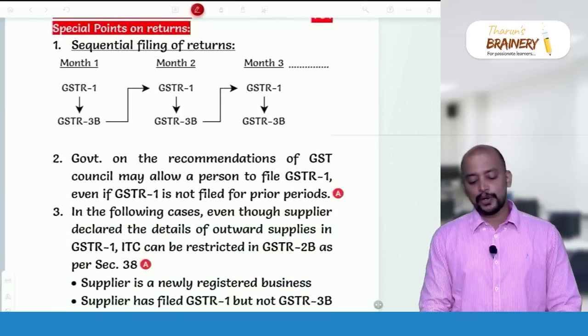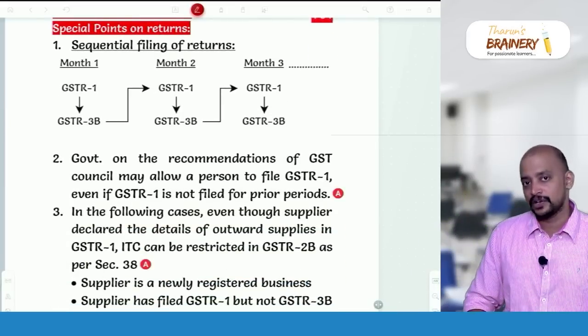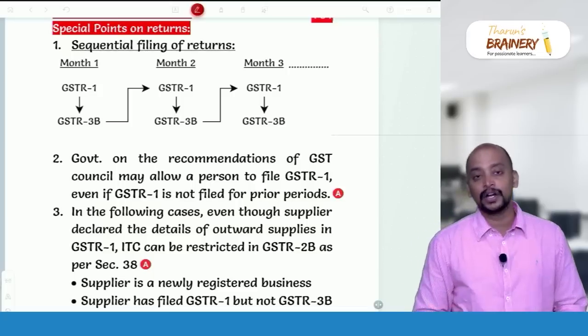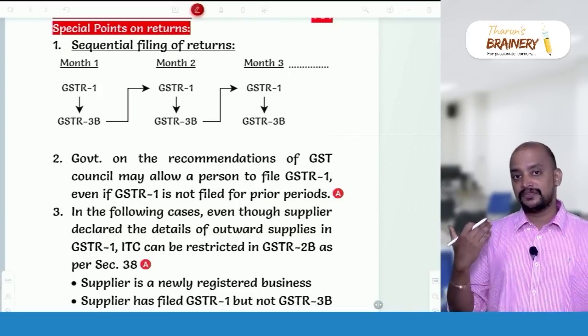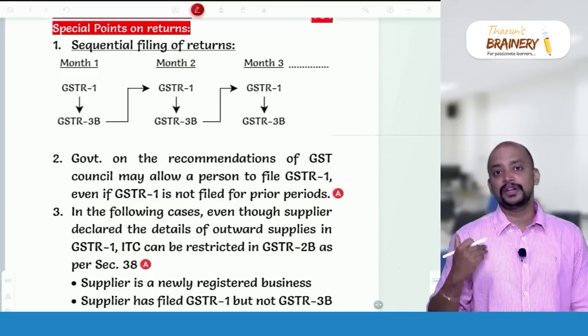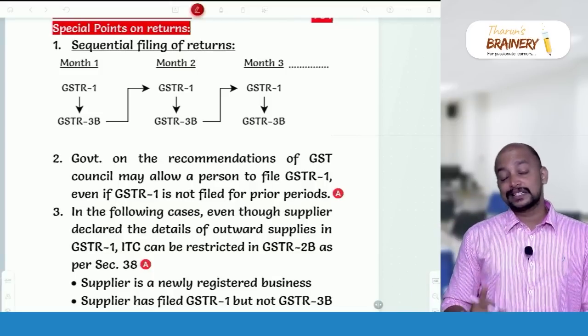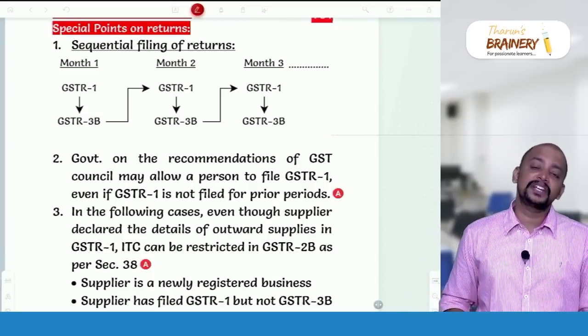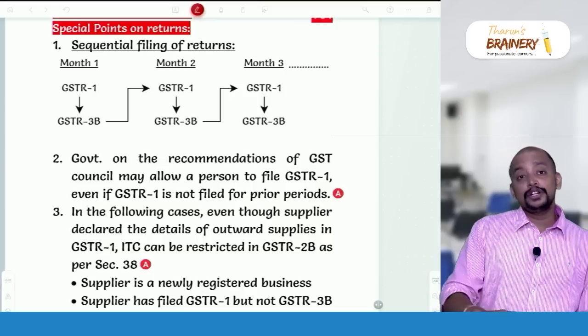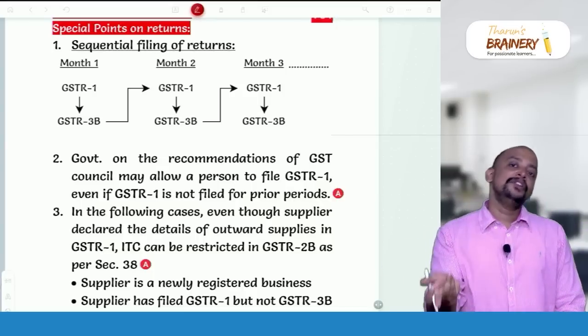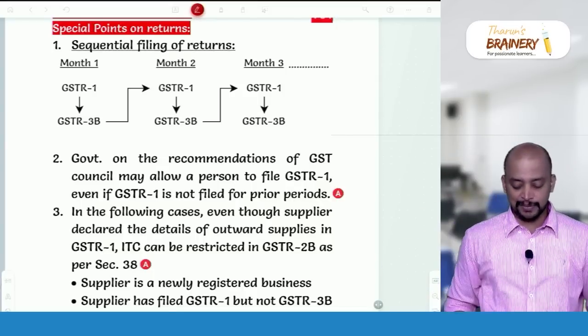Then some special points on returns. We have sequential filing of returns. Sequential filing of returns means what? Only when we file the GSTR 1 of the previous month, we can file the GSTR 3B of the current month. So if GSTR 1 is filed for the first month, then only we can file 3B. Also, if you need to file the GSTR 1 of the next month, we should have filed the 3B of the previous month. So like that, we have sequential filing of returns.